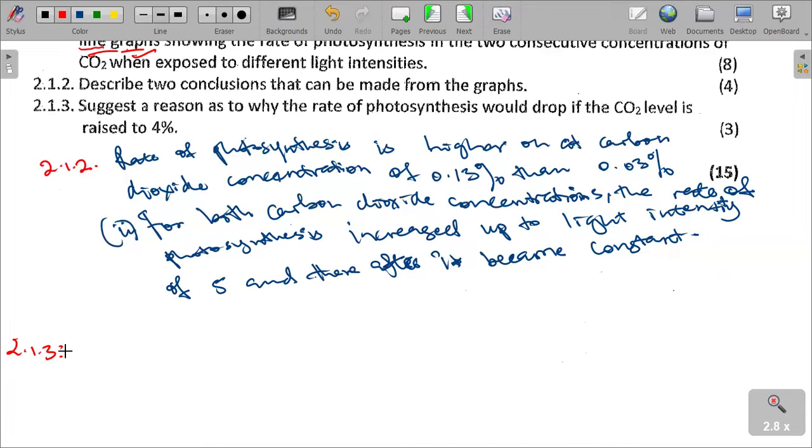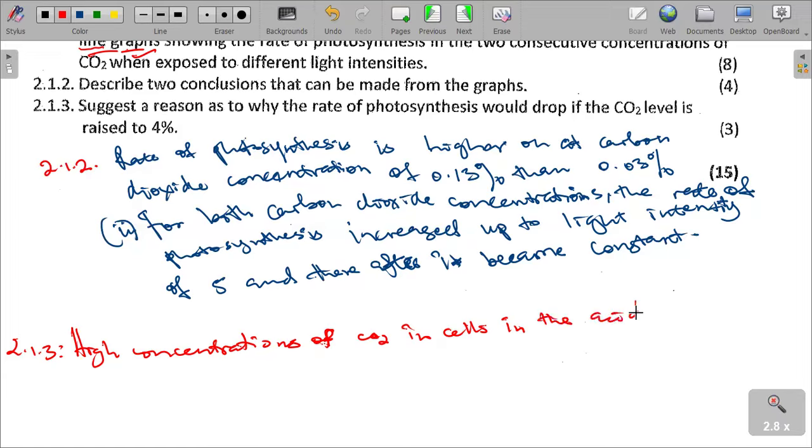higher concentrations of carbon dioxide in cells increase the acidity and lower the pH, causing enzymes controlling the dark phase to become denatured.